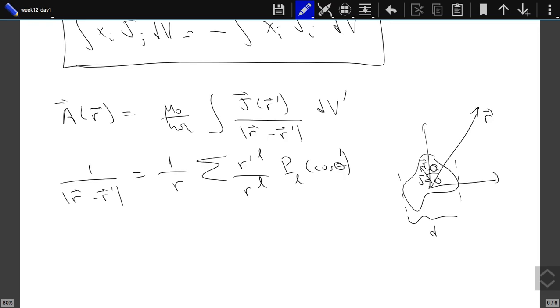So this was what we had done. We can also write it as 1 over r plus r dot r prime over r cubed plus higher order terms. In fact, if you remember in electrostatics, this was our monopole term, this was our dipole term. We have the quadrupole, octupole, etc. But here I will be concentrating on this dipole only.